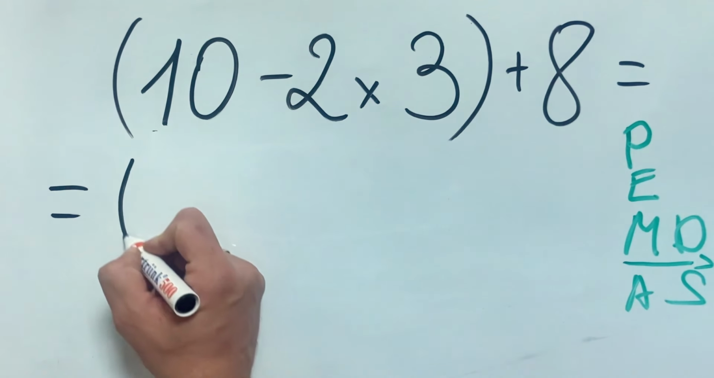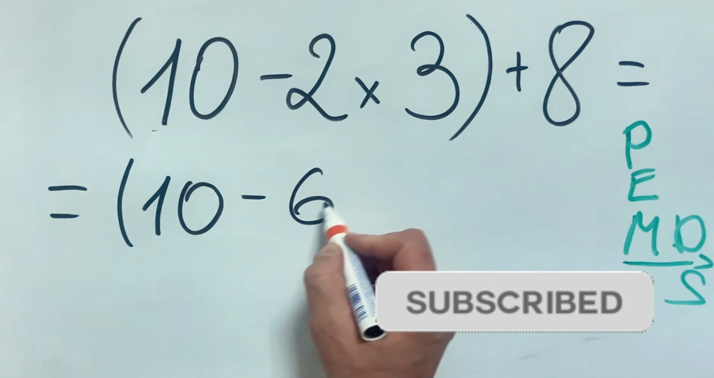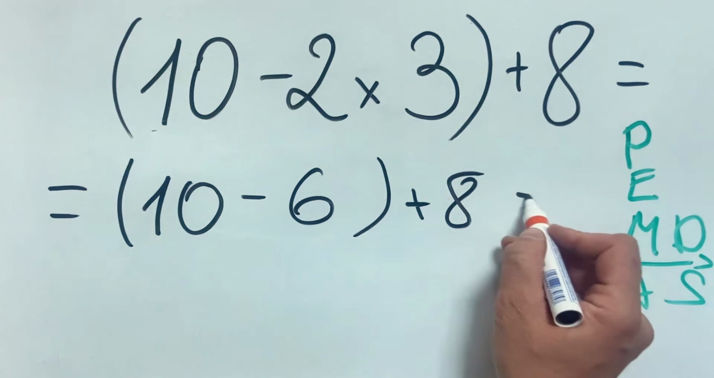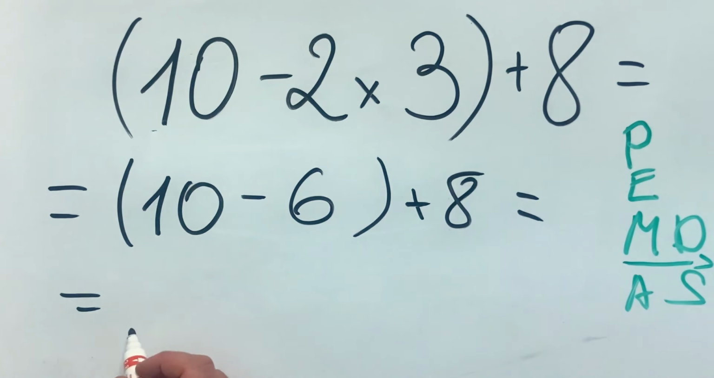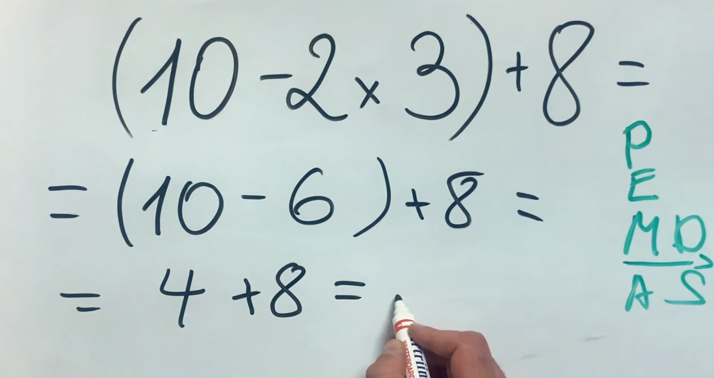So we get 10 minus 2 multiplied by 3, 6, plus 8, and we get 4 plus 8, and the answer is 12.